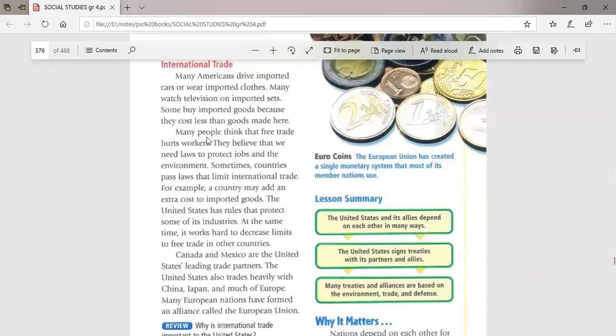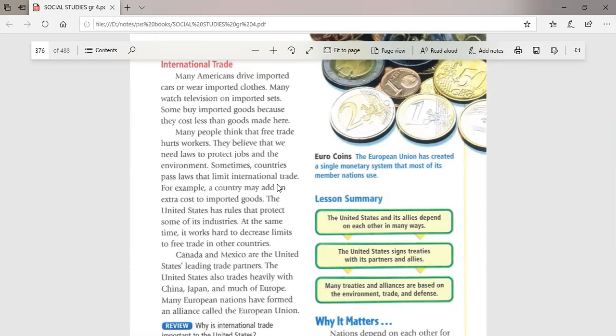So many people think that free trade hurts workers. They believe that we need laws to protect the jobs. Sometimes countries pass laws to limit international trade. Listen, any country makes laws concerning international trade.